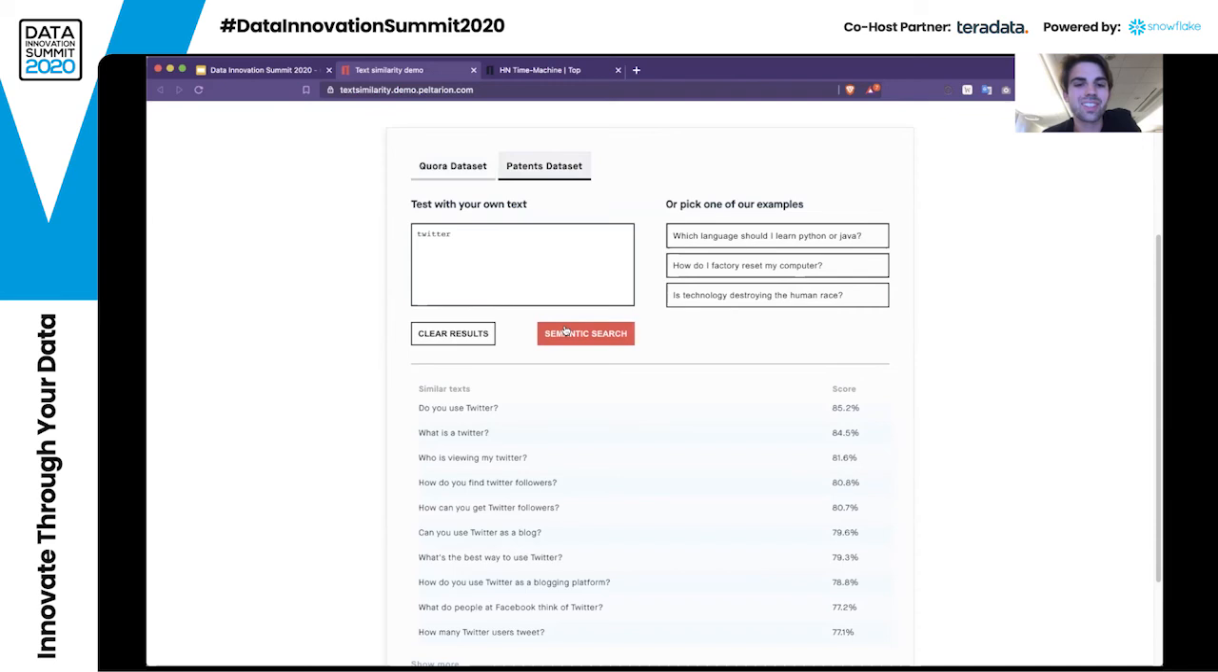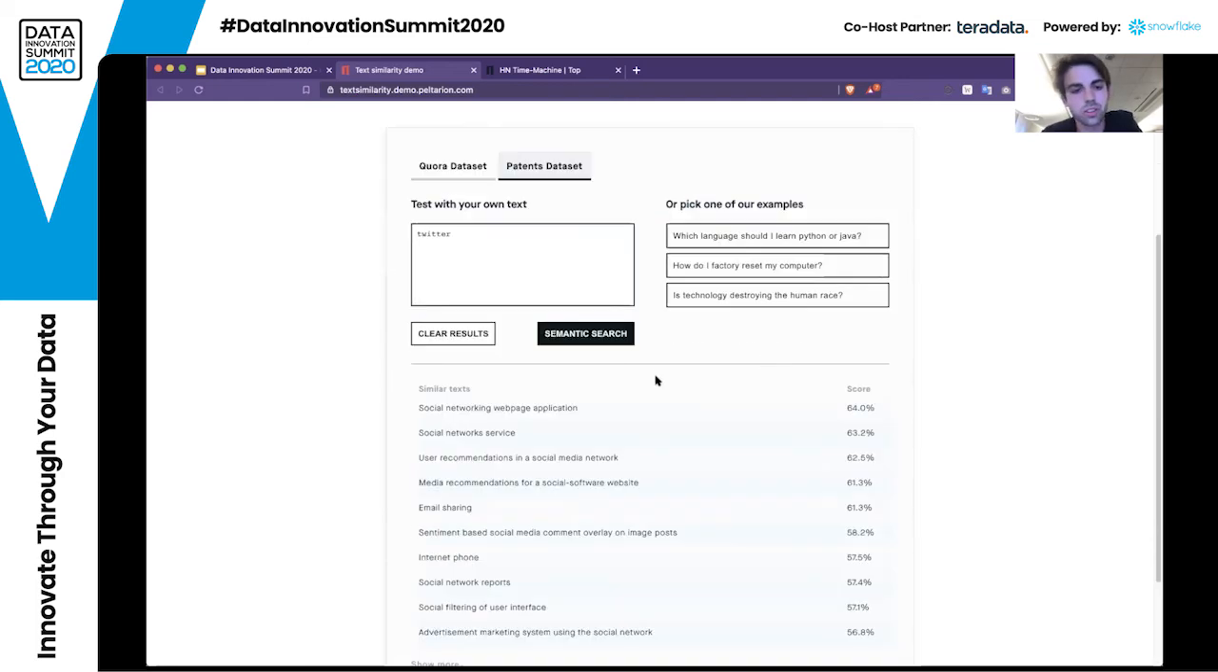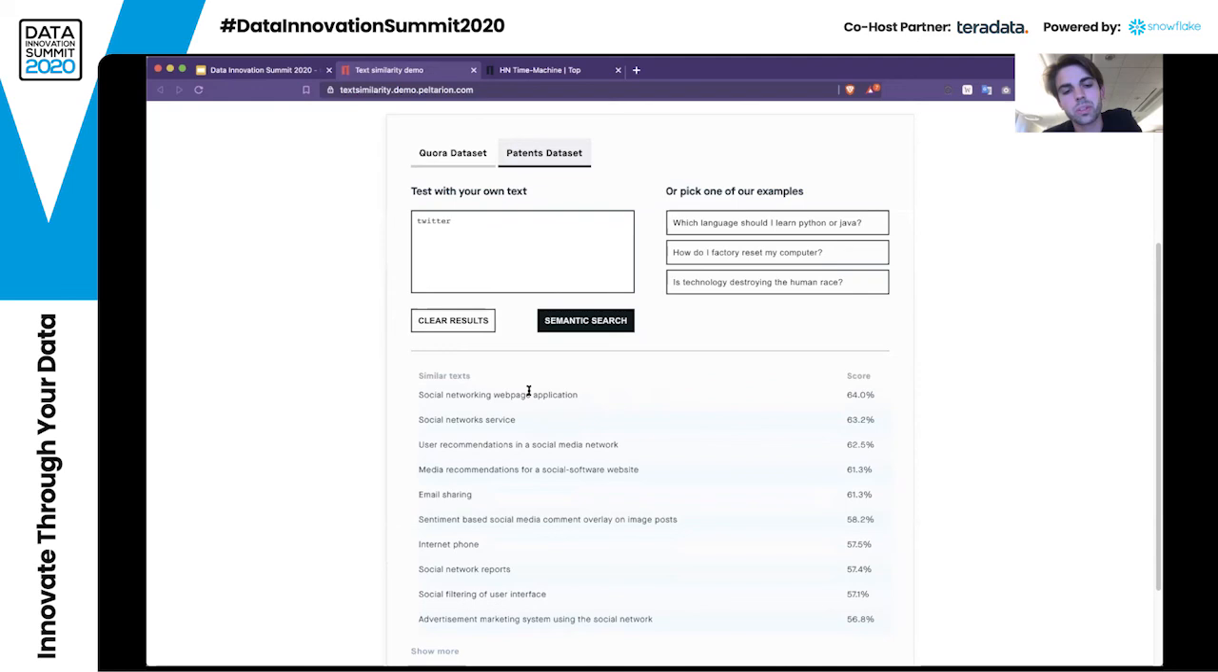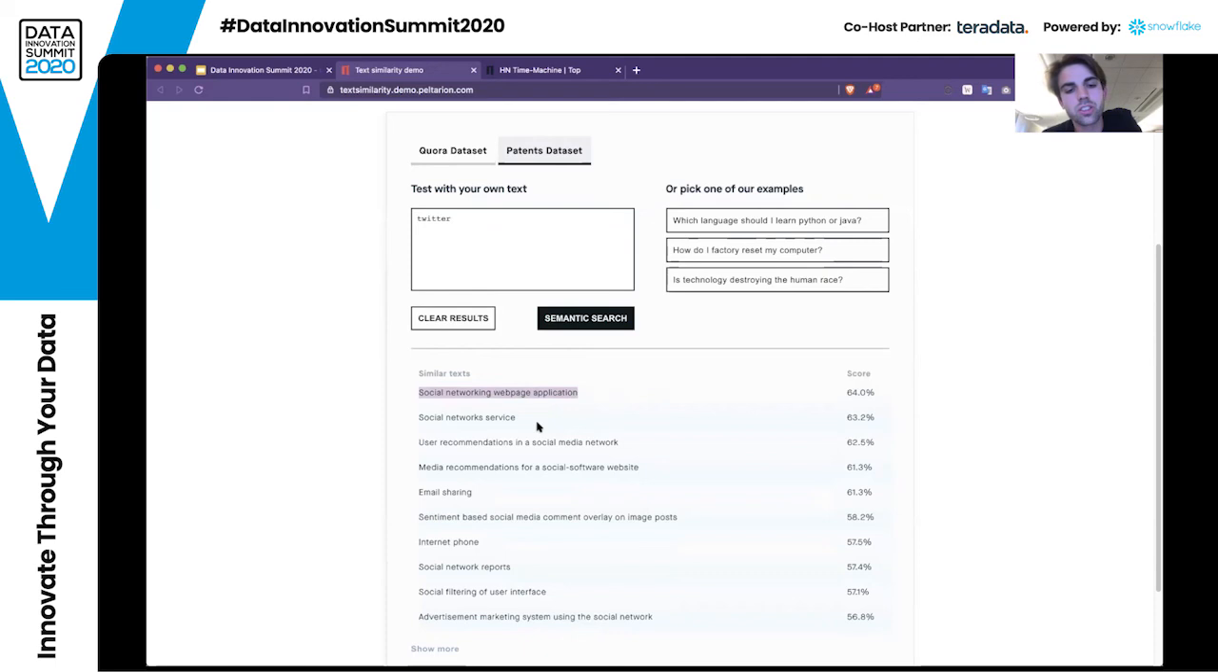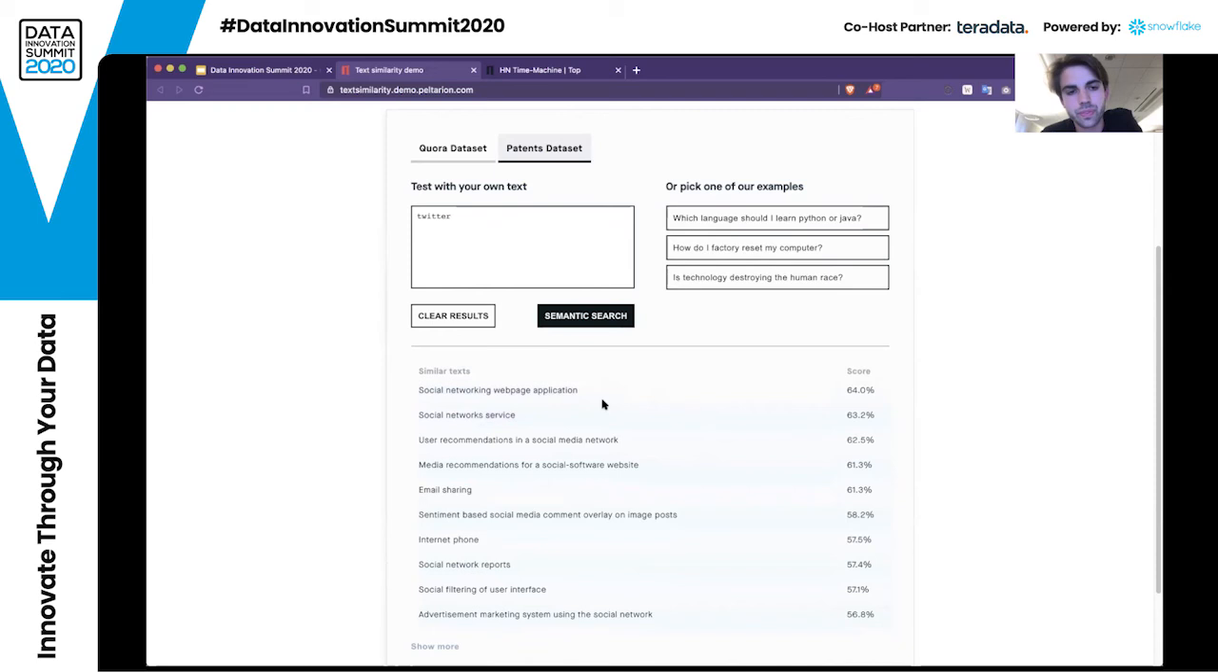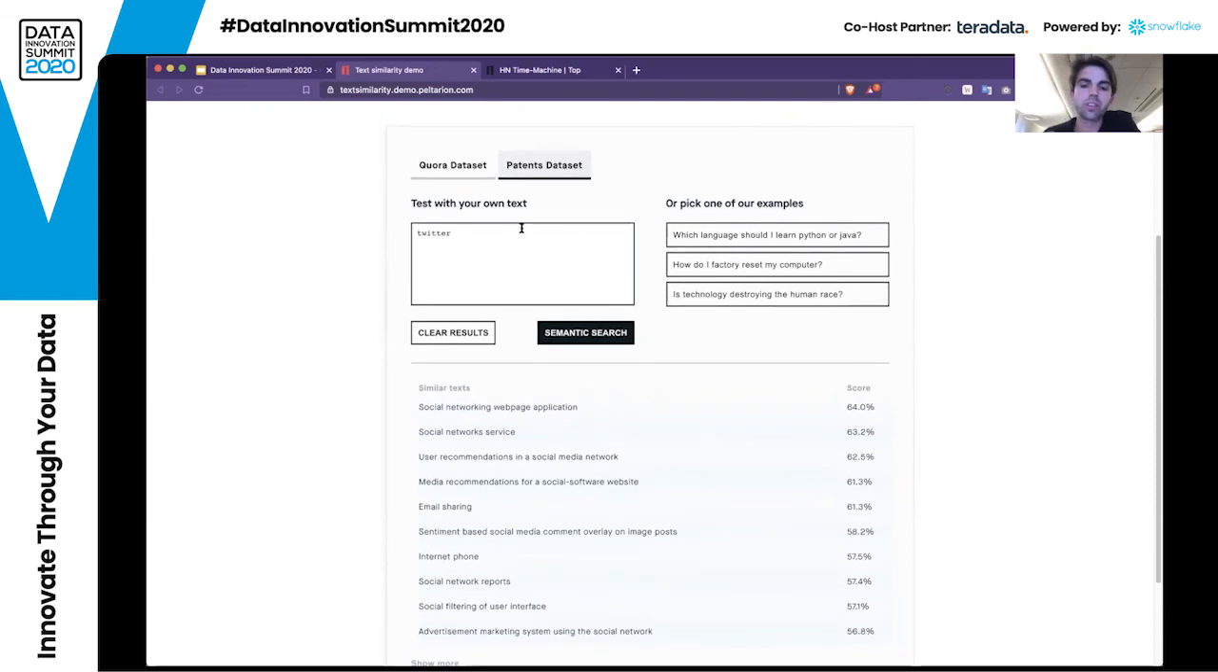But what I find interesting, and I think it's interesting also to show how the model is encoding the similarities, is if you search for that in the patents dataset, where no one is actually using the word Twitter, you can find the most similar patent applications are social networking web page application, social network service, and things about social media. So this is one demo where you can play around with it a little bit and get a feeling of how it works.